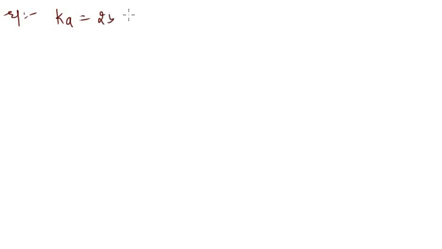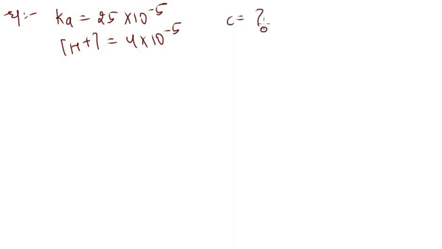Ka is 25 into 10 to the power minus 5, and concentration of H plus is 4 into 10 to the power minus 5. So now you need to calculate the concentration. You have given Ka and concentration of H plus. How will you calculate the concentration? If you go to the traditional method, Ka equals C alpha square upon 1 minus alpha.